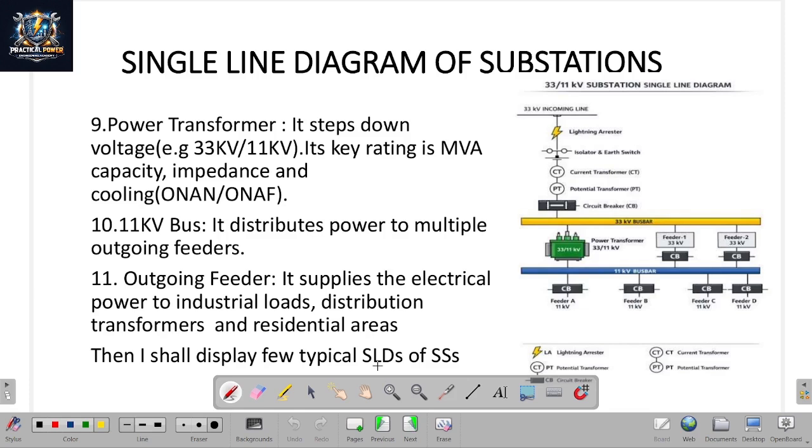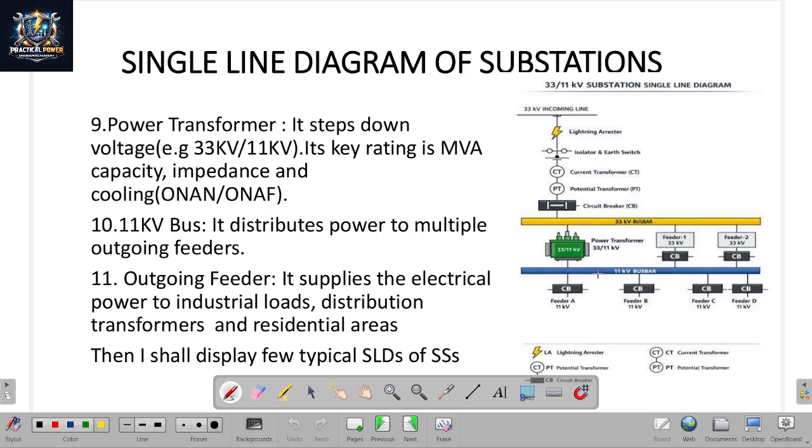Then the power transformer. Here is the power transformer. It steps down the voltage from 33 kV to 11 kV, for example. Its key ratings are the kVA or MVA capacity, impedance in ohm, and cooling. Cooling may be oil natural air natural, or oil natural air forced: ONAN and ONAF.